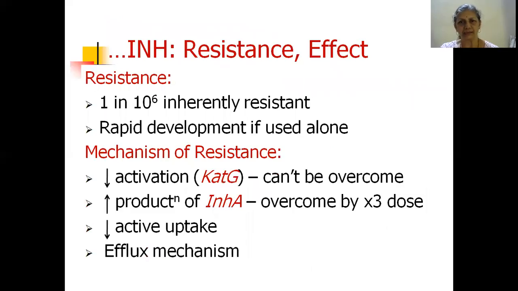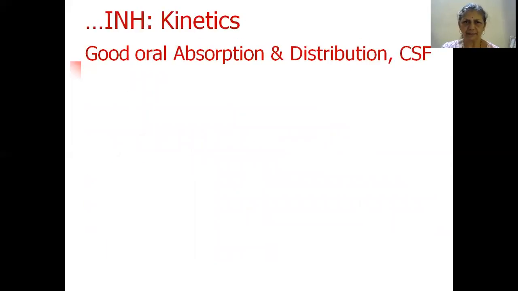And we also saw the mechanisms of resistance. Inherently resistant bacteria could be 1 in 10 lakh. The other sensitive ones would be killed, and this one resistant bacterium can replicate. So there's rapid emergence of resistance if used alone. And the mechanisms are reduced activation, increased production of the target molecules, reduced active uptake, or ability to throw out INH. And we saw that excessive production of INHA can be overcome by increasing the dose of INH by 3 times. So 900 milligrams instead of 300 milligrams of INH per day.